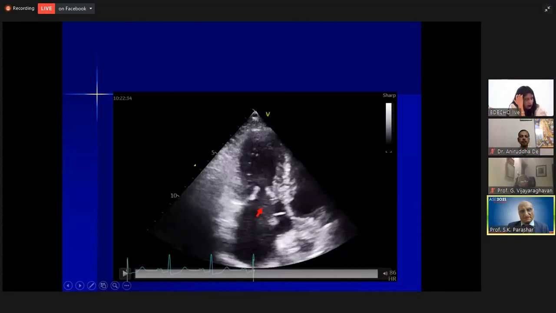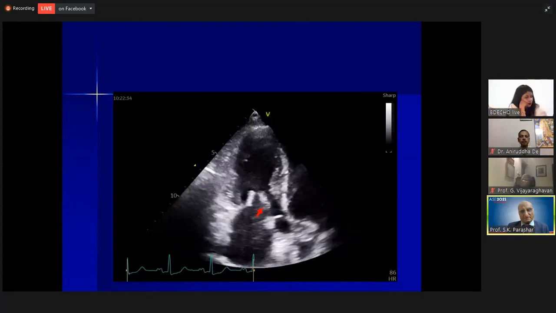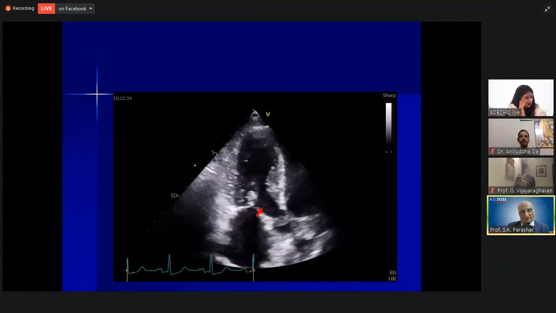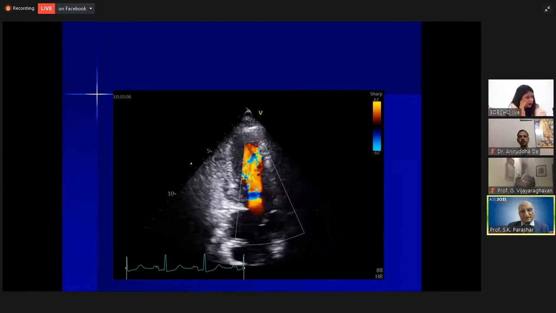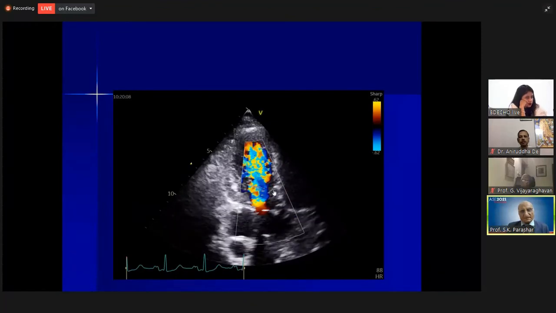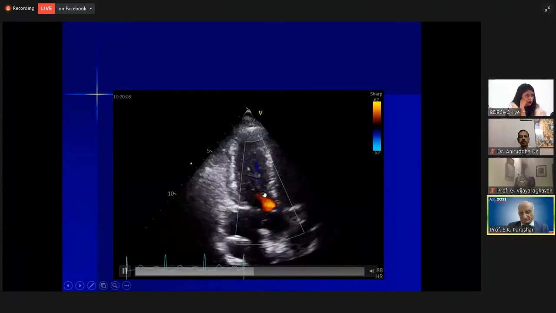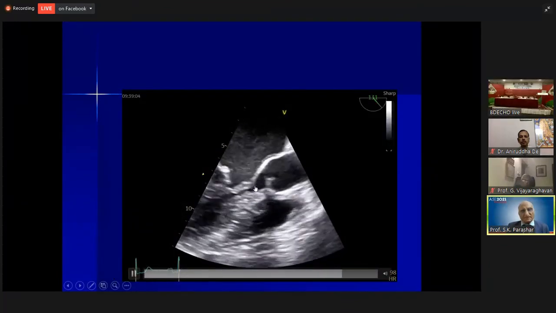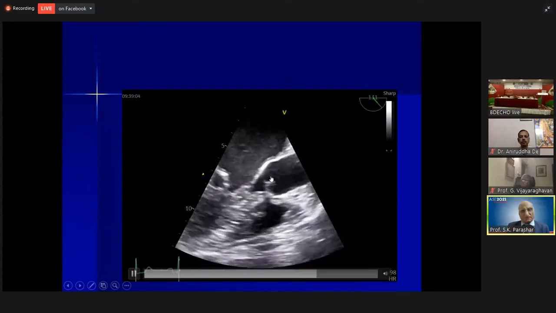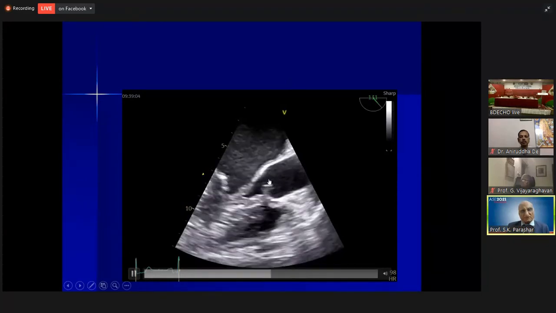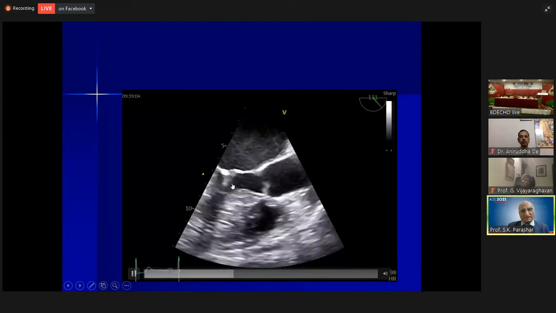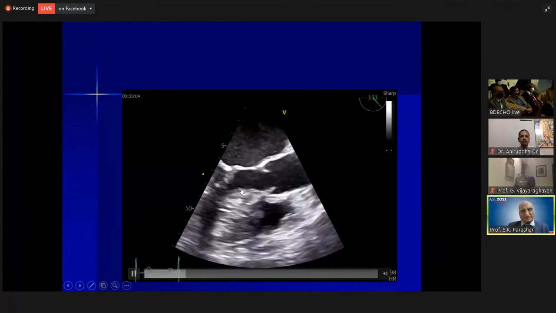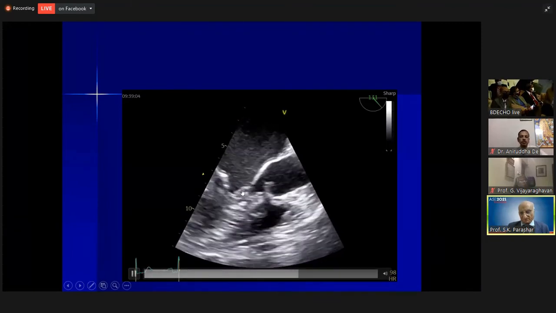As you can see here, and at the same time, here you see a marked turbulence in the LVOT. Now, we did a transesophageal echo. You see that there is no subaortic membrane. Aortic cusps are normal. And again, there is a sort of doming and the opening of the anterior mitral leaflet coming in contact with the interventricular septum.